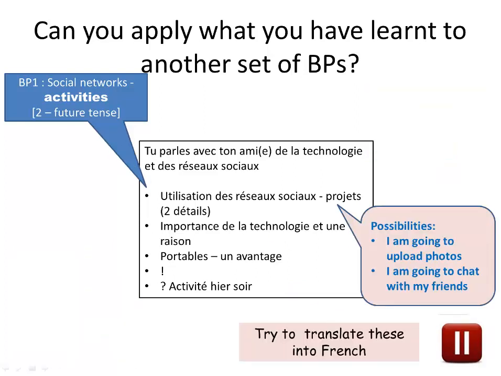Let's look at bullet point 1 then. What could you say? So 2 activities, future tense. It could be, I'm going to upload photos, I'm going to chat with my friends. Pause the video, write down what you think the French is for that, and when you're ready, resume to see the answers. Answers coming up.